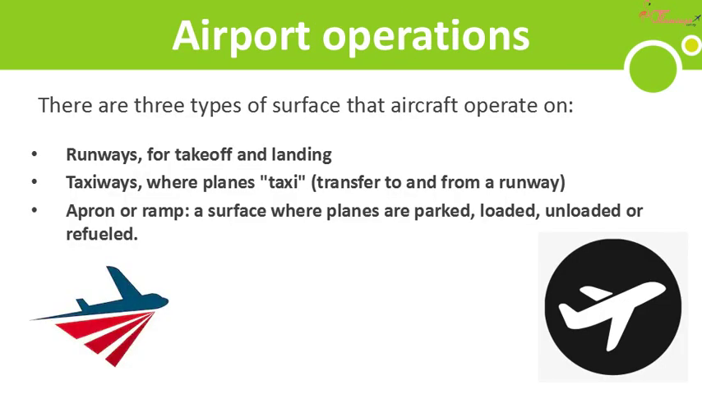There are three types of surface that aircraft operate on: runways, for takeoff and landing; taxiways, where planes taxi, transfer to and from a runway; and apron or ramp, a surface where planes are parked, loaded, unloaded or refueled.